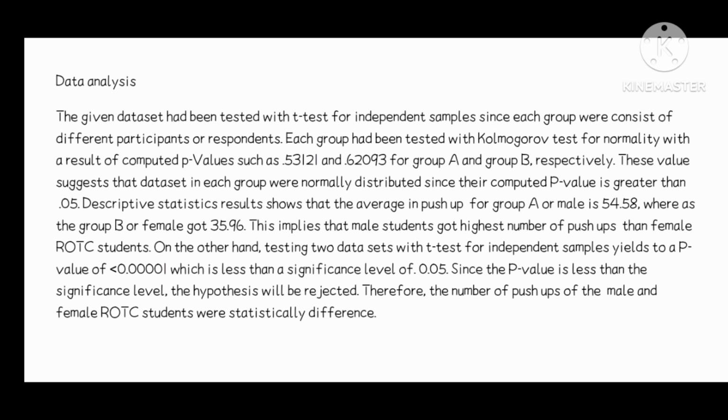On the other hand, testing the two datasets with the t-test for independent samples yielded a p-value of less than 0.0001, which is less than the significance level of 0.05. Since the p-value is less than the significance level, the null hypothesis is rejected. Therefore, the number of push-ups of the male and the female ROTC students were statistically different.